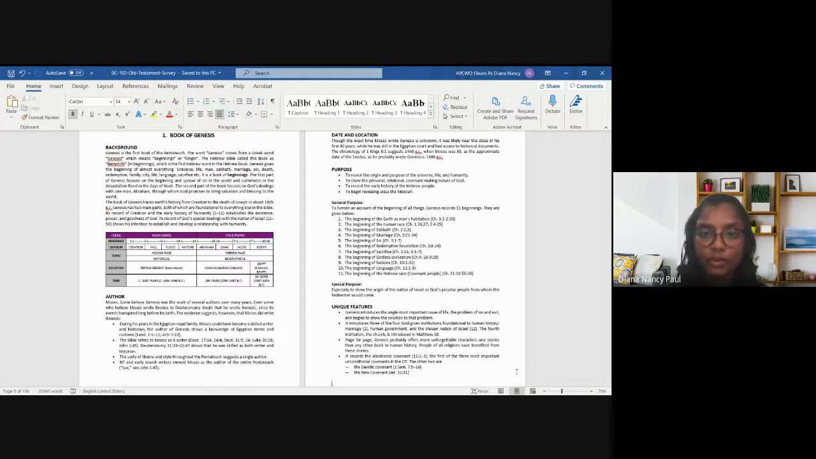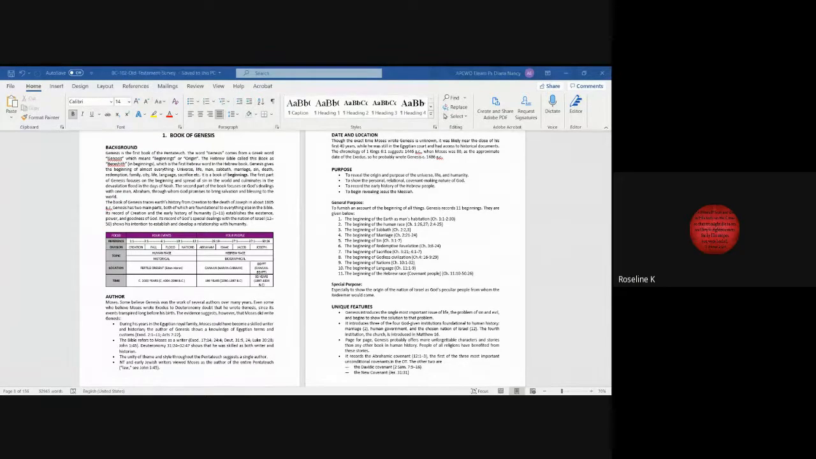Okay, and the fourth point. Fourth point, can anyone else read? So the Lord, Genesis chapter 2, verse 21. So the Lord God caused the man to fall into a deep sleep. And while he was sleeping, he took one of the man's ribs and closed up the place with flesh.